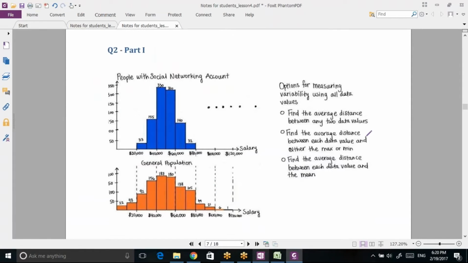Now suppose these are my 6 points, 1, 2, 3, 4, 5, 6, and I have to measure variability for the 6 points using all the values. These are your three options for measuring variability using all data values. Out of these three, what do you think should be a better way of measuring variability?